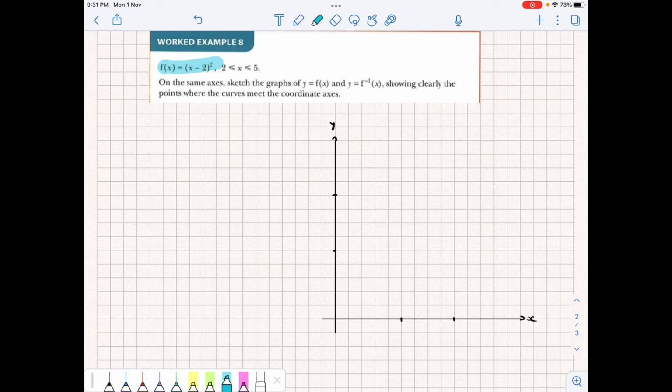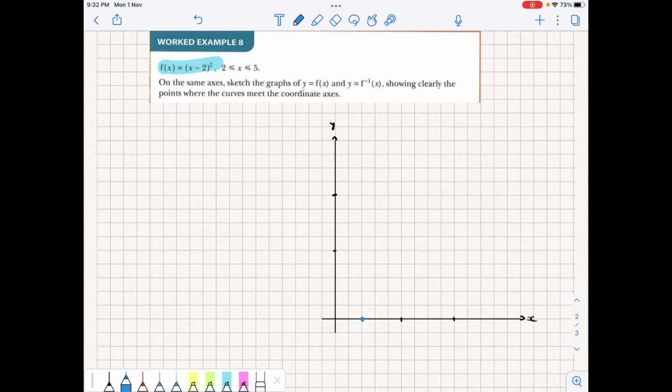And so if we look, our domain actually starts at 2. So this thing's only going to be from the turning point onwards. So the turning point is going to happen at 0. And so we're just going to plot some simple points just to give us some guidance. So at x equal to 2, we're going to get 0. And since we're only going up to 5, we can just consider all the points up until 5.